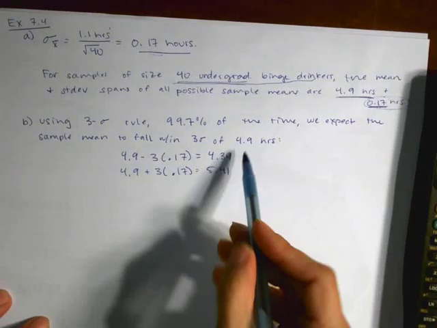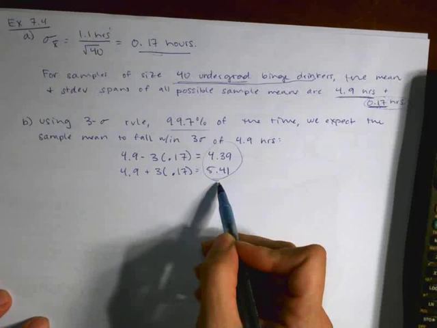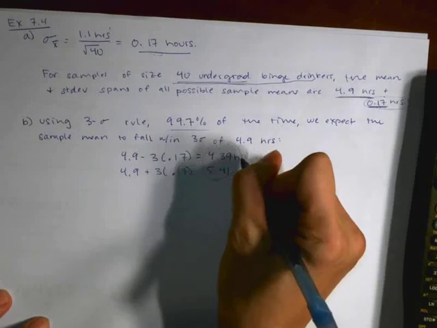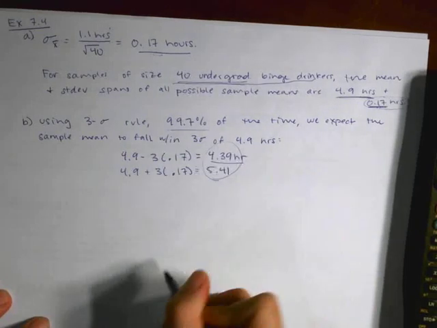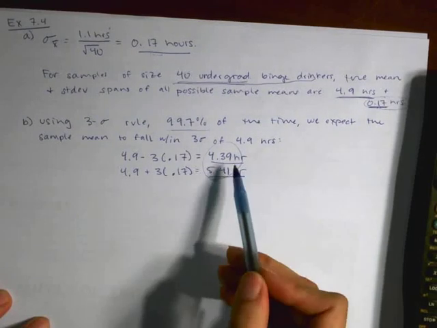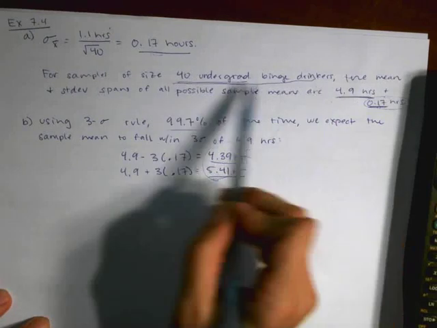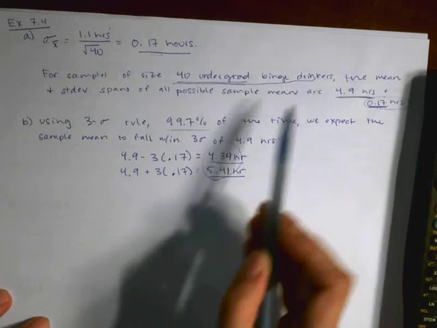Okay, so if we randomly picked a sample of 40 undergraduate binge drinkers and we took the average number of hours that they stay out when they stay drinking, virtually all, 99.7% of those samples, so virtually all of those samples would fall between 4.39 hours and 5.41 hours.